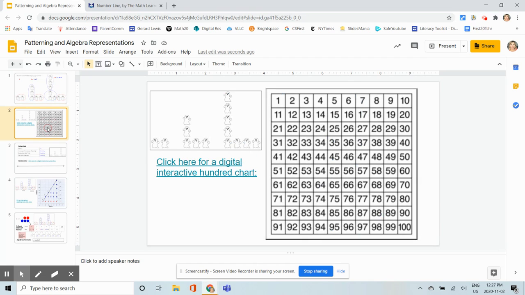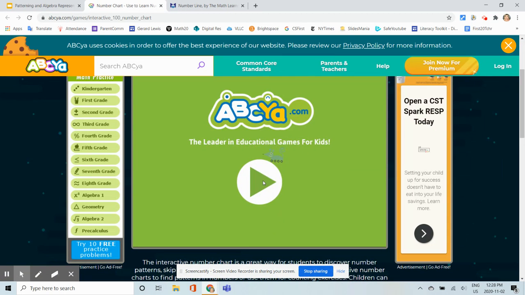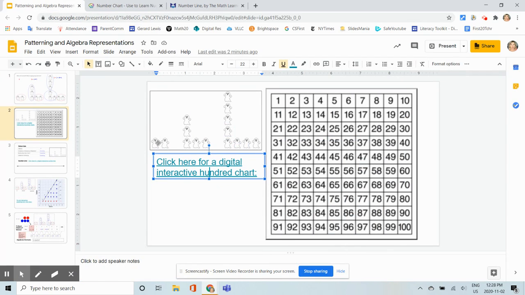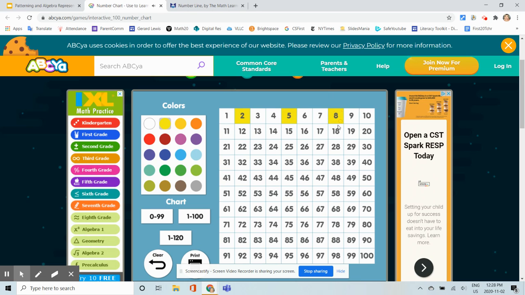So one of my favorites is by showing a 100 chart on here. I have a tool right here that links us to a website called ABC that opens up an interactive number chart right here. And this is very easy to use. So in term 1, I had 2 ghosts. Term 2, I had 5. Term 3, I had 8. So let's build that in. 2, oops, sorry, I need to give it a color. 2, 5, 8. I'm increasing by 3 each time.